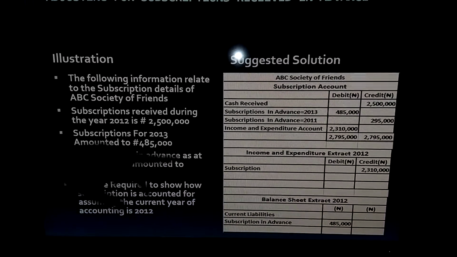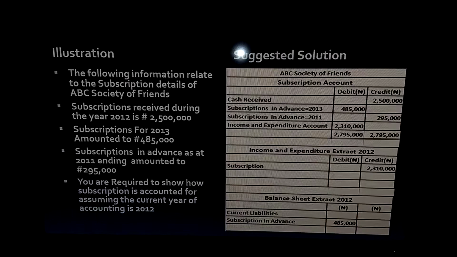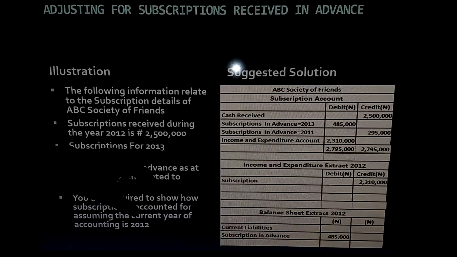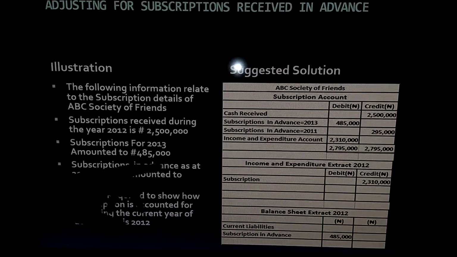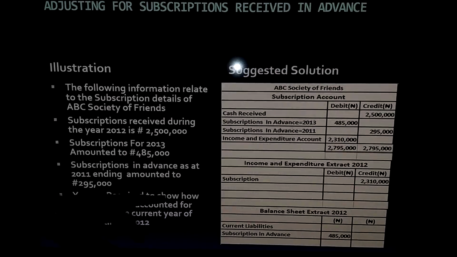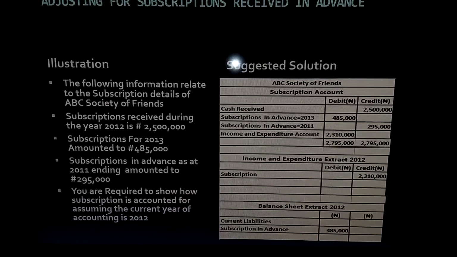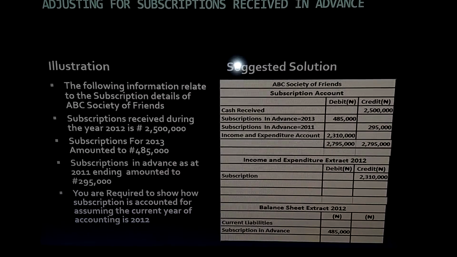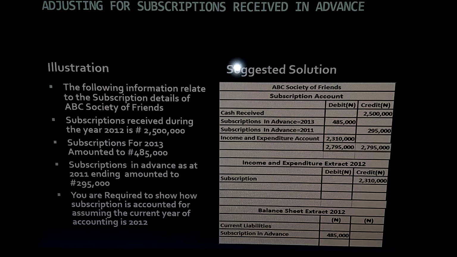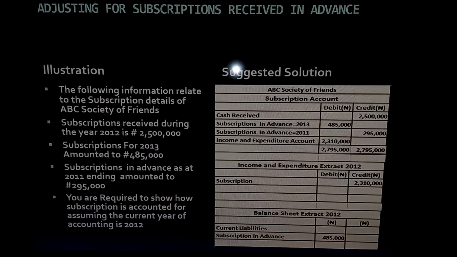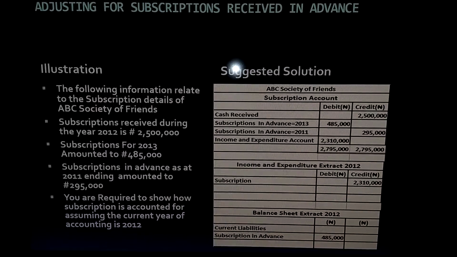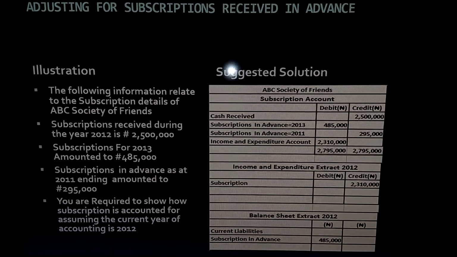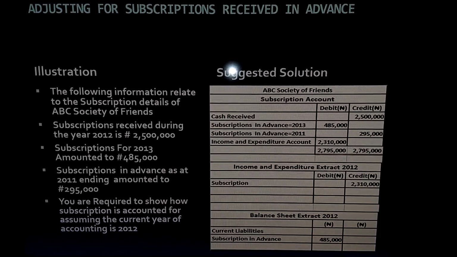485,000. Remember, you are in 2012, but you have received for 2013. Okay, so this is subscription in advance. Now, the subscription in advance as at the end of 2011 amounted to 295,000. Remember, I told you the end of a previous year is the beginning of the current year. And in the prepaid income class, I told you that prepayment at the end of the reporting year is deducted. Prepayment at the beginning of the reporting year is added.